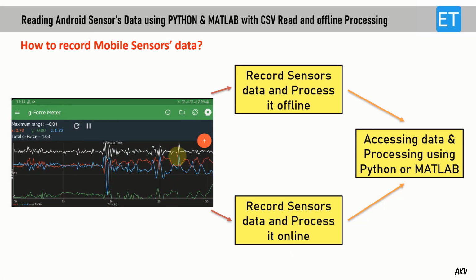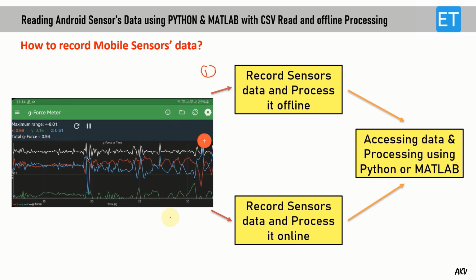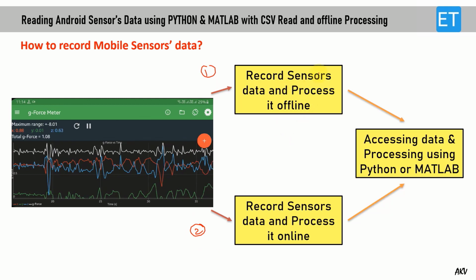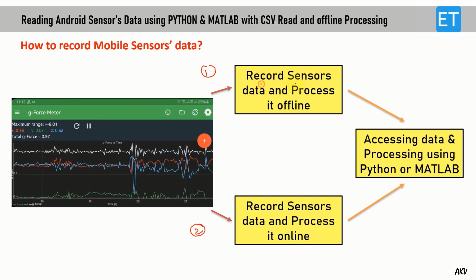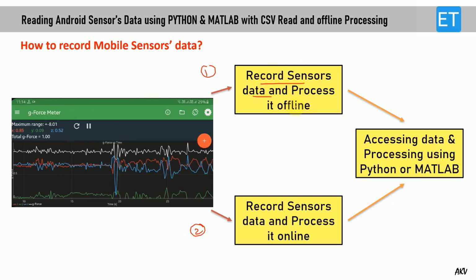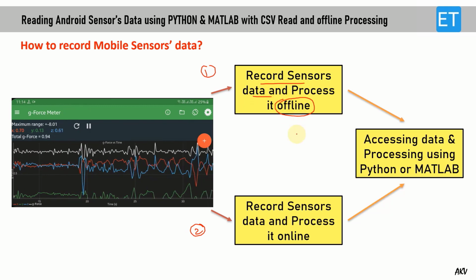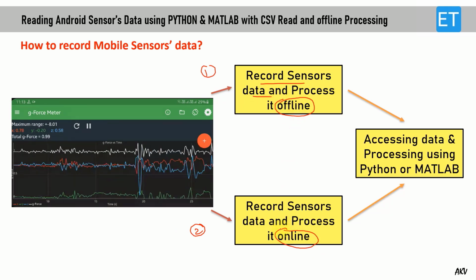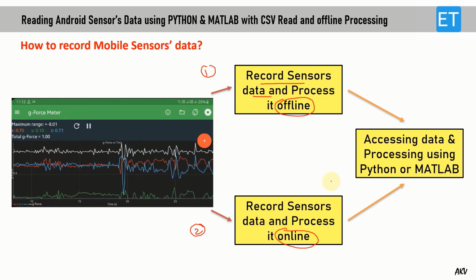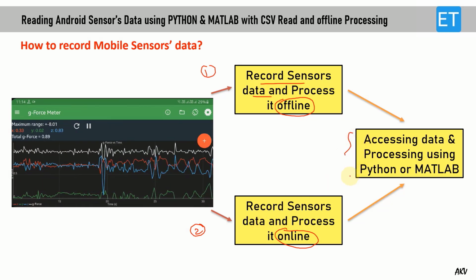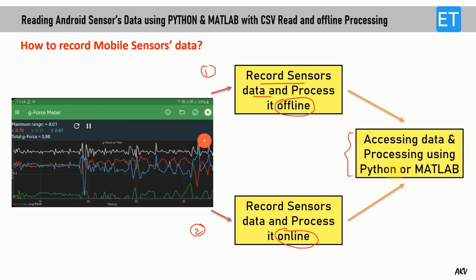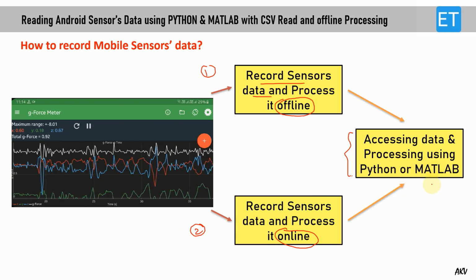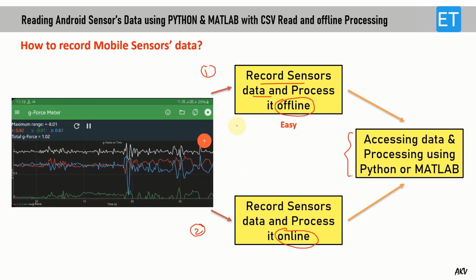Now let's see the two schemes by which we can capture and process the data. We can record the sensors data and process it offline in one scheme, and in the other scheme we can process the data online. That means we can capture, and at the same time process it on our local PC which has Python or MATLAB or any other data processing software.